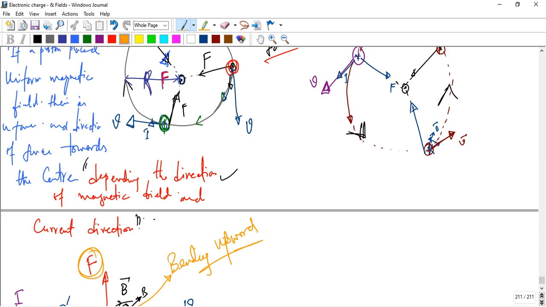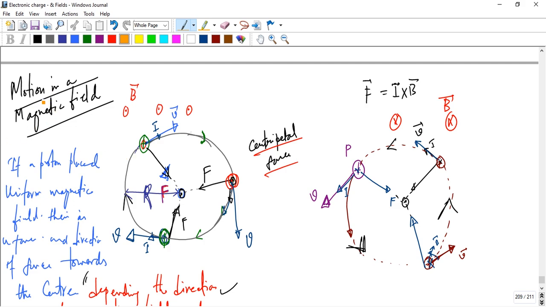If you have any doubt in that section, when a charged particle is placed in a magnetic field, what will happen actually? That's a very important concept. Okay. If any doubt, always put it in the comment section. I will try to give the answer.